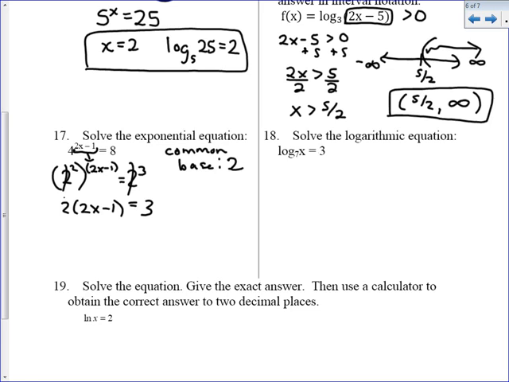Are we going to have the charts for these two? No. But they'll be familiar numbers. Okay. So it'll be bases of 2, 3, 5.